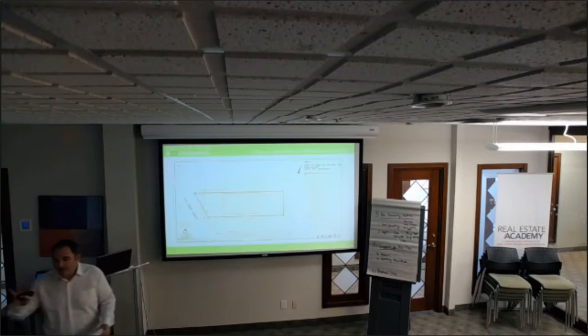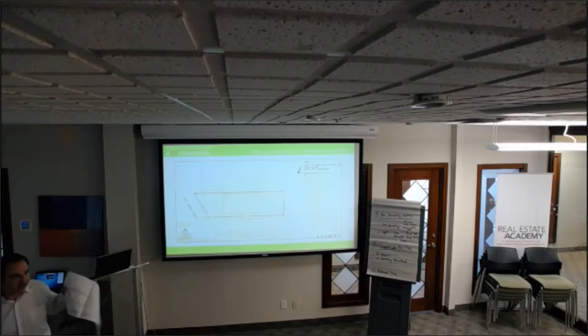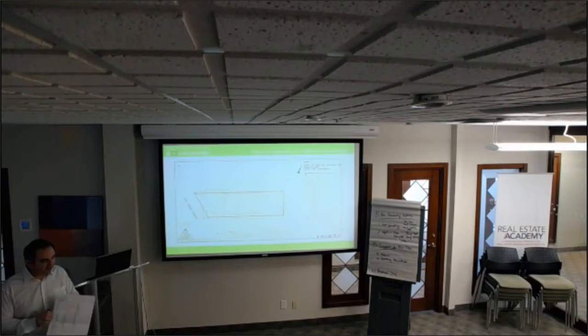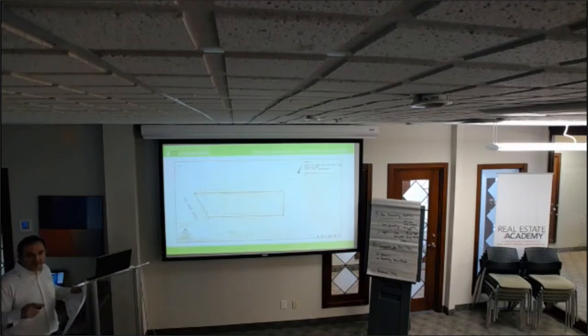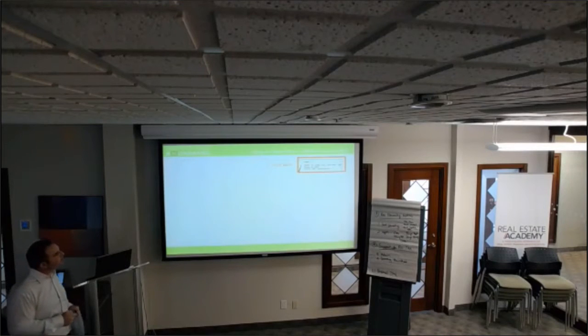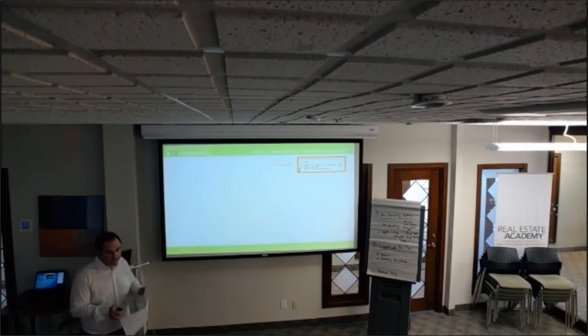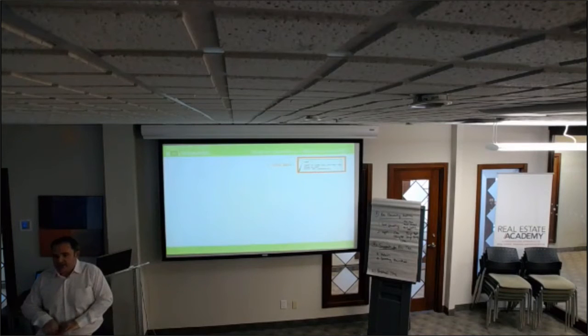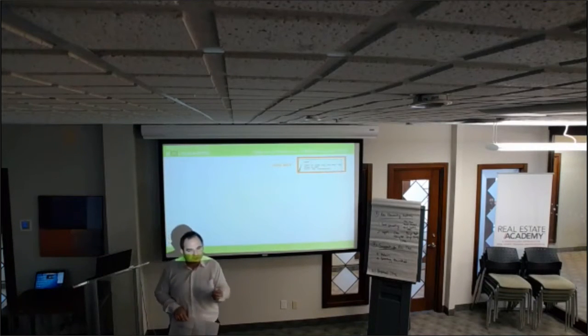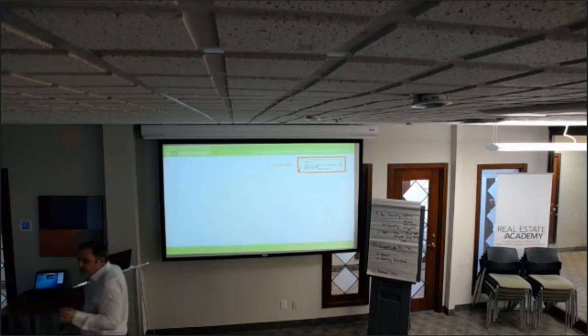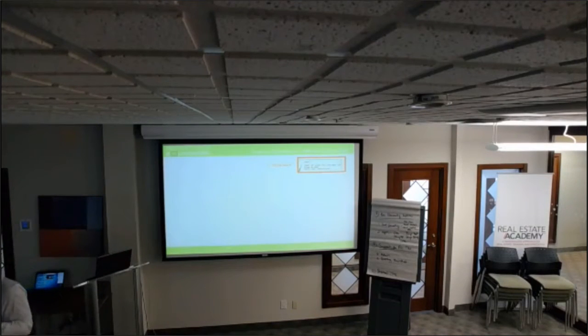So you're going to look for four things on the face of this plan. The first is, in the top right-hand corner, the title box. Every survey plan has a title box, and that title box contains the locational information of the property or properties being surveyed. It's not the address.